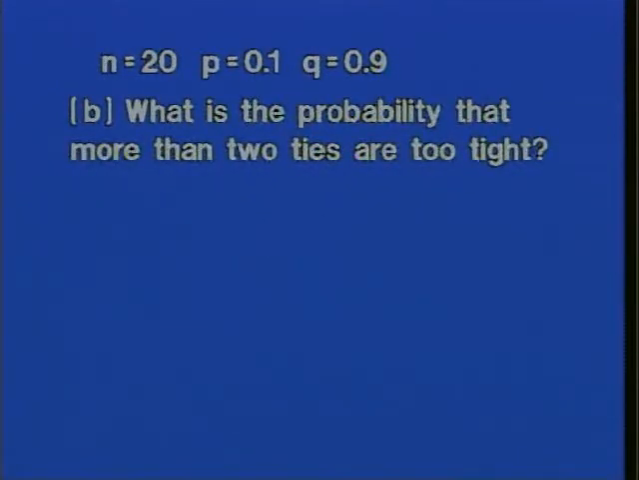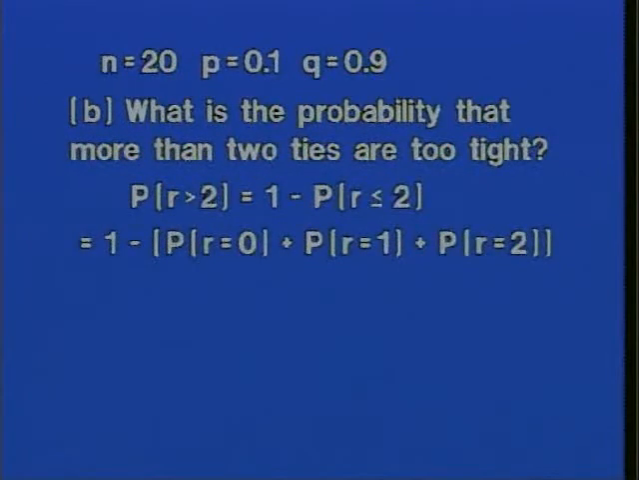What is the probability that more than 2 ties are too tight? That's the probability that r is greater than 2. We would find that indirectly, and the smoothest way to do it is 1 minus the probability that r is less than or equal to 2. For r less than or equal to 2, we would add the probability that r is 0, the probability that r is 1, and the probability that r is equal to 2.